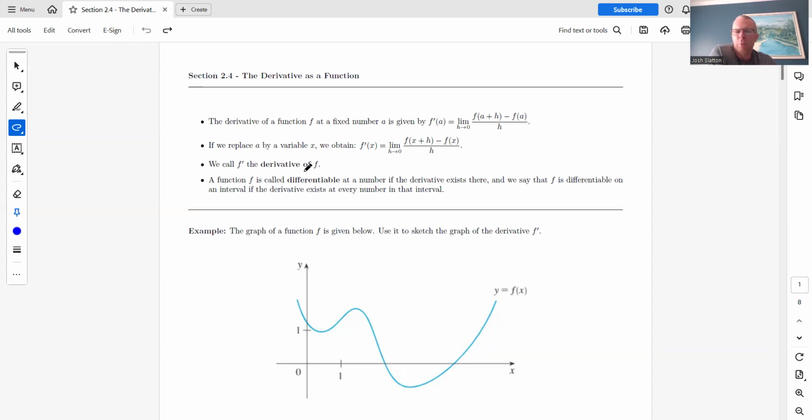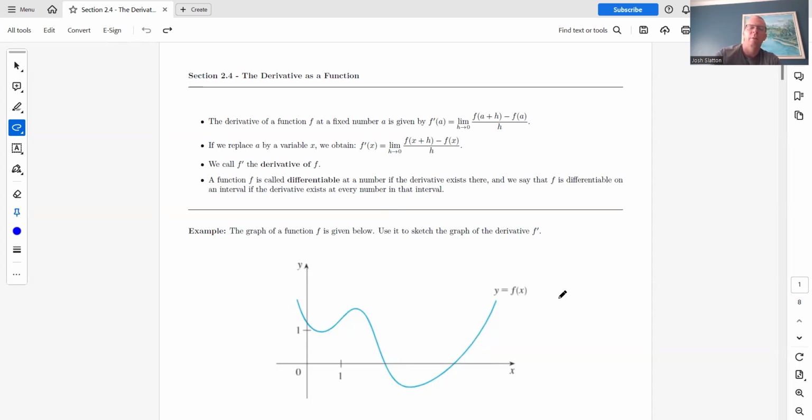So a function is called differentiable at a number if the derivative exists there. And then, of course, that's at a point; we can say it's differentiable on an interval if the derivative exists at every number in that interval. So like this function is differentiable on its entire domain that we can see there.